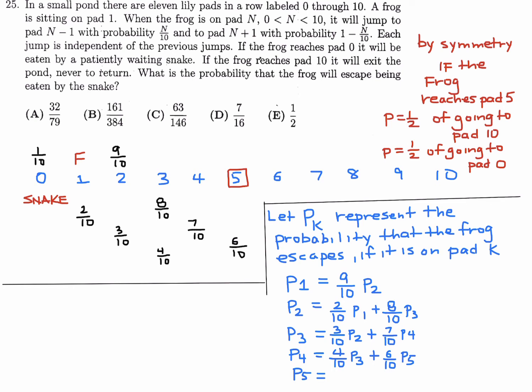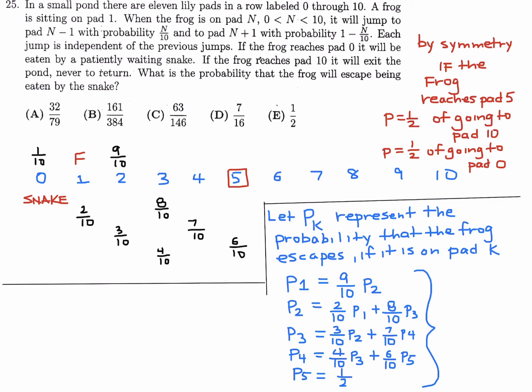Well, we get that one for free since we had established that the probability of escaping when you reach pad number 5 is a half. Because of the symmetry of the diagram, it's a half to go there and a half to go to 0. So P5 is actually a half. So now what we have here basically is a system of equations. We have 4 variables, P1, P2, P3, P4, and we have 4 equations. We actually have 5, but the 5th one just gives me a direct value for P5.